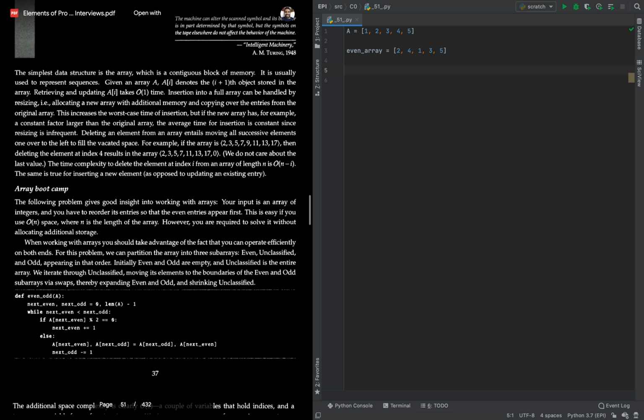The following problem gives good insight into working with arrays. Your input is an array of integers, and you have to reorder its entries so that the even integers appear first. This is easy if you use O(n) space, where n is the length of the array. However, you are required to solve it without allocating additional storage. That's true.